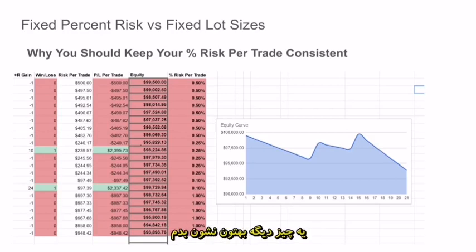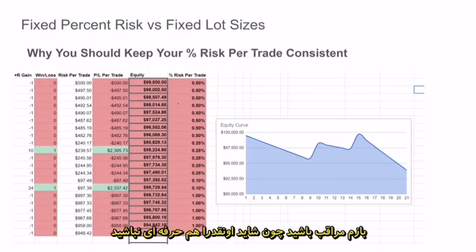But I want to show you guys another thing you have to be pretty careful of. Again, I'm guilty of doing this, which is why I'm showing you why you should keep your percent risk per trade consistent. You have to keep it consistent, unless you're a super advanced trader. But even then, I don't want to say that. And for those of you that think you're at that level, you might not be. So please be careful.